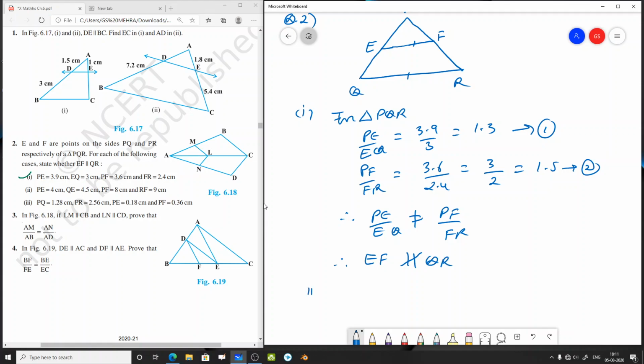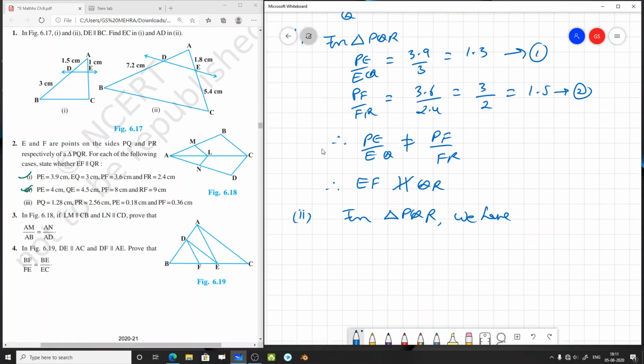Now let us go to the second part. The second part we have here. Same figure will not change, but the values of PE and QE will change. Also PF and RF are different. So in triangle PQR, in the same way as the earlier one, we'll find the ratio of PE and EQ.